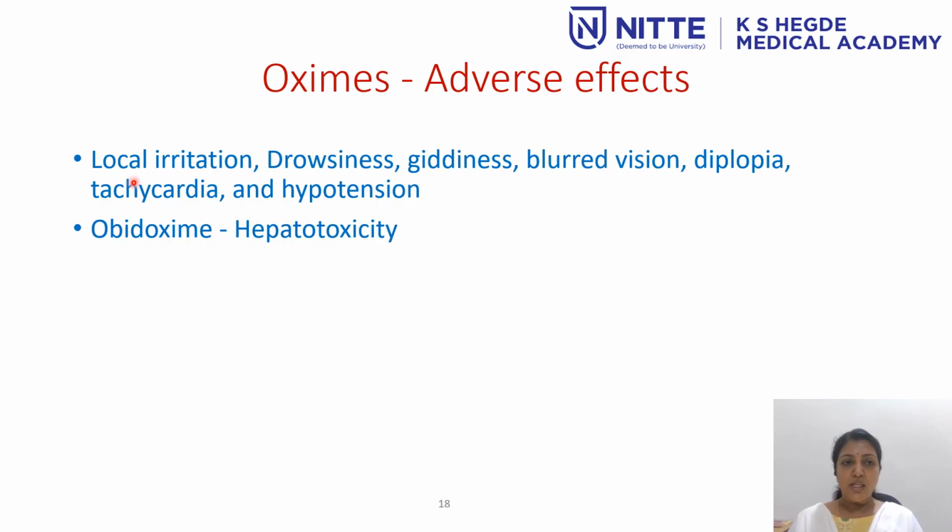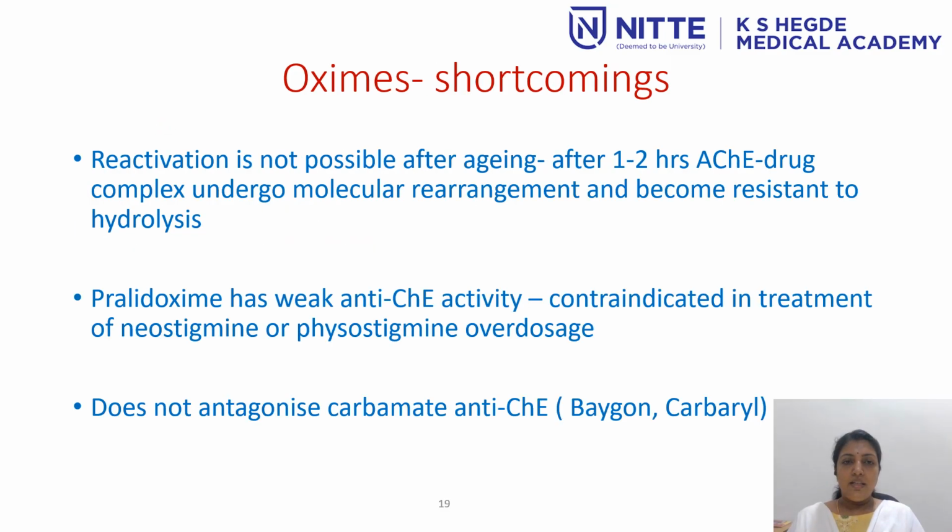Coming to the adverse effects of oximes, it can lead to local irritation, drowsiness, giddiness, blurred vision, diplopia, tachycardia, and hypotension. And obidoxime is hepatotoxic. Let's see the shortcomings of oximes. Oximes should be started as early as possible. Reactivation is not possible after aging. I told you what is aging. After 1 or 2 hours of the cholinesterase drug complex being formed, they undergo a molecular rearrangement and become resistant to hydrolysis. After this aging, reactivation is not possible.